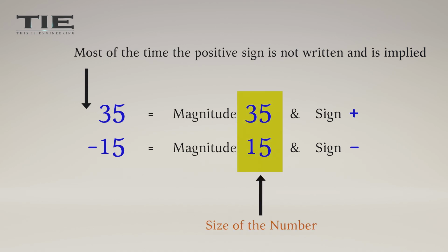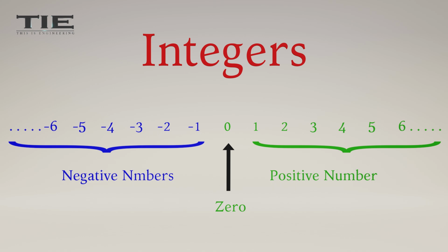The magnitude of an integer is the whole number component of the integer. It tells how big the number is. The sign of the integer indicates whether the integer is positive or negative. So, the integer is very simple. It contains negative and positive numbers as well as 0.